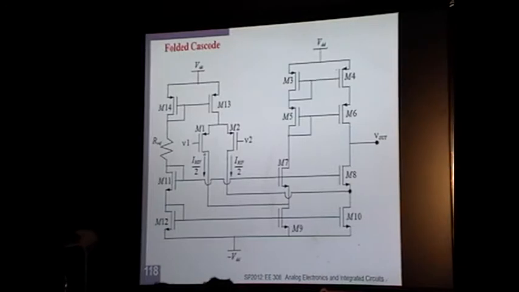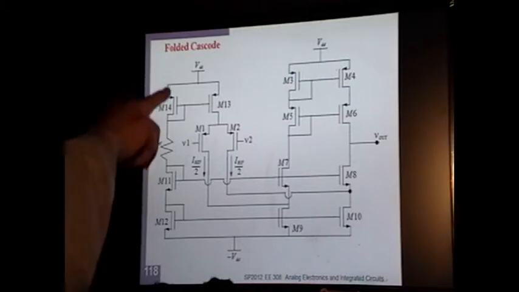So this circuit right here uses the same mechanism as a cascoded, a differential cascoded op amp. In other words, a telescopic op amp. Let's see how we want to do this.